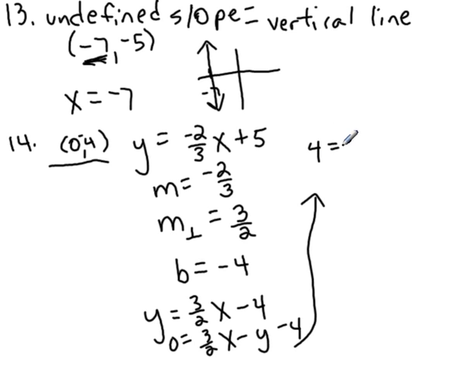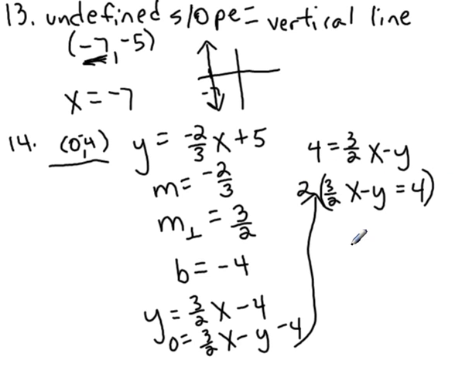4 equals 3/2 x minus y, but you know I like my x and my y on the left hand side, so that gives me 3/2 x minus y equals 4. Have I changed the value by just flipping those around? Of course not. And now the one last thing that I shouldn't have in the standard form is a fraction. So I'm multiplying through by 2. Those 2's cancel, give me 3x minus 2y equals 2 times 4 is 8.